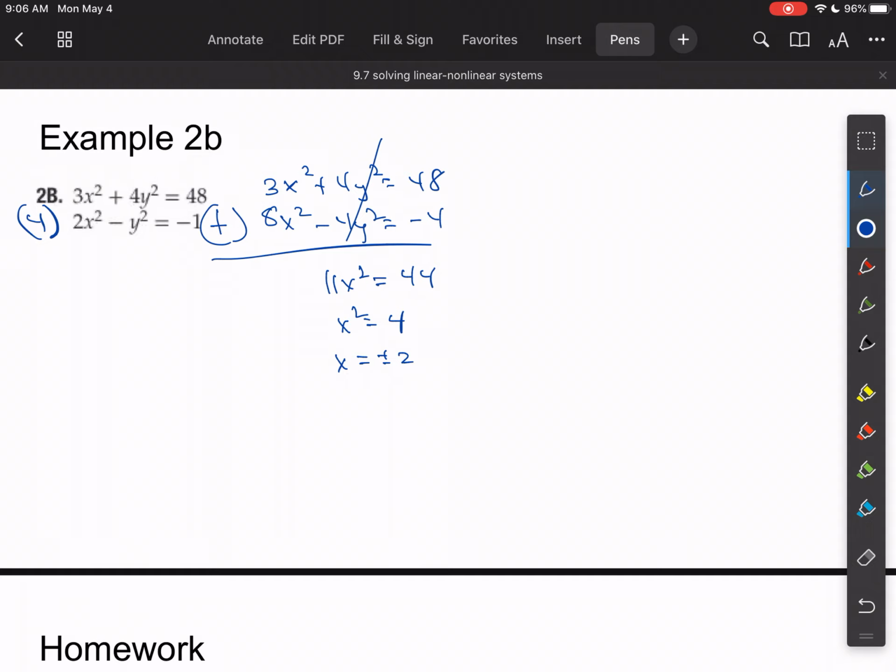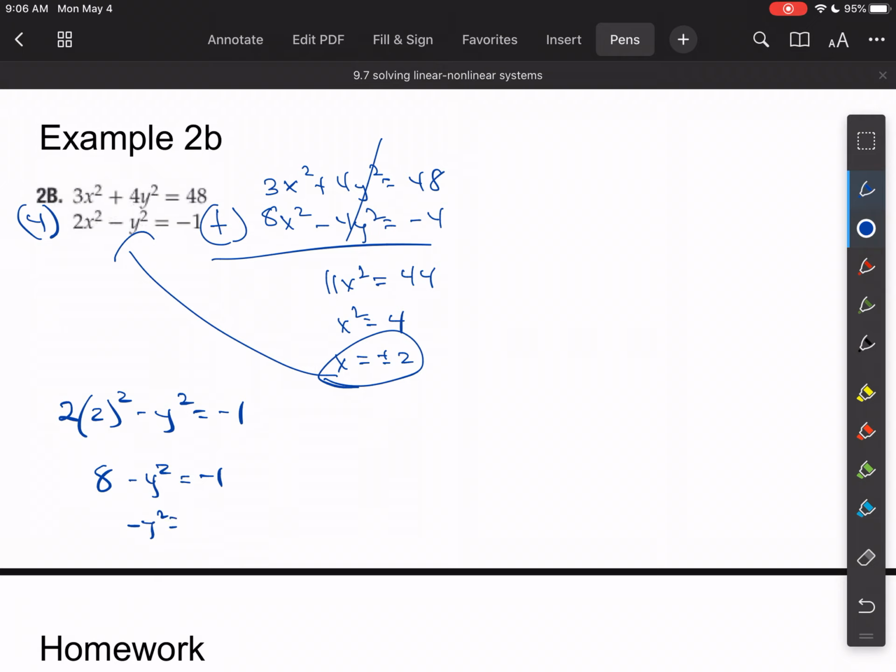Okay, just to finish this up, I'm just going to plug that back in, the positive 2 and the negative 2, into either equation. I'm going to go into this guy just for fun. So 2 times 2 squared minus y squared is equal to negative 1. That becomes 8 here minus y squared equal to negative 1. Okay, then negative y squared is equal to, subtract 8 from both sides, so we're at negative 9. Therefore, y squared is equal to positive 9, divide both sides by negative 1. And y is equal to plus or minus 3. So when I plug in a 2 for x, I get positive 3 and negative 3, right?